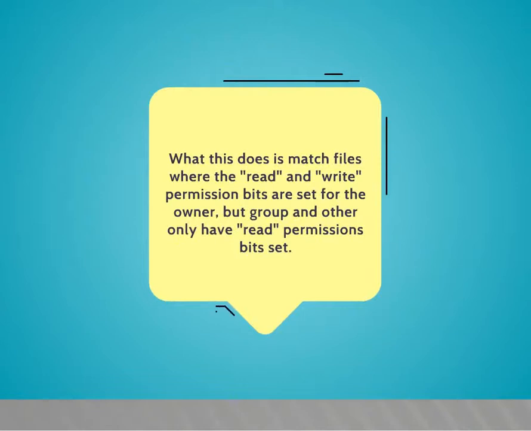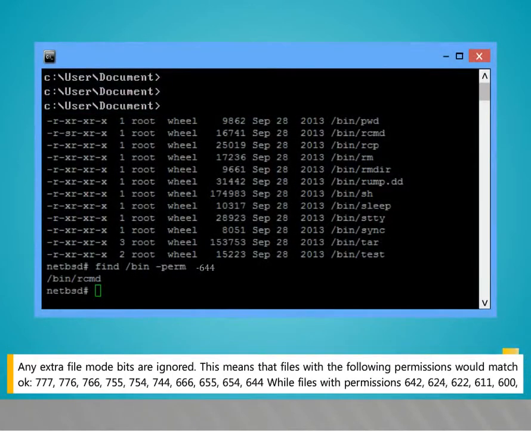What this does is match files where the read and write permission bits are set for the owner, but group and other only have read permission bits set. Any extra file mode bits are ignored.